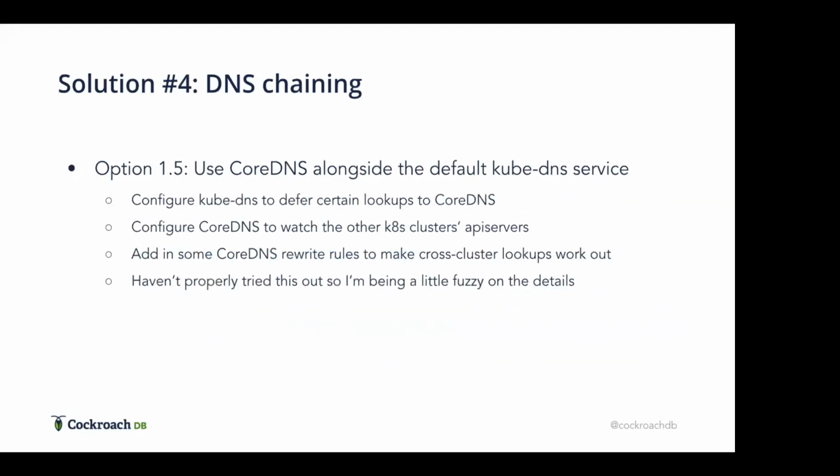Another alternative, which I haven't fully explored, is to run core DNS alongside the default kubedns. So we could configure kubedns to defer certain lookups to core DNS, and then have our own core DNS that's configured exactly the way that we want it, running in each cluster, watching the other Kubernetes cluster. And we can use some of core DNS's plugins or the rewrite rules to make the cross-cluster lookups work out. But I haven't fully tried this out, and I haven't heard of anyone else that's actually doing this. So if you're going to try this out, I think it would work, but you're going to be in uncharted territory. So just be aware that I don't think this is very well tread ground.